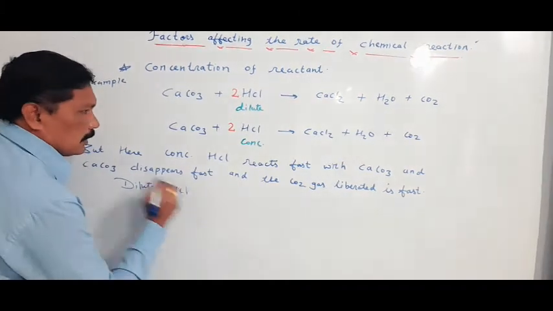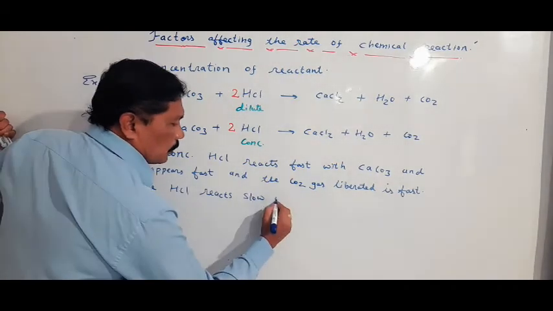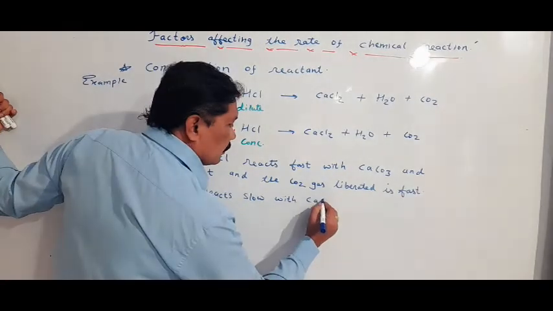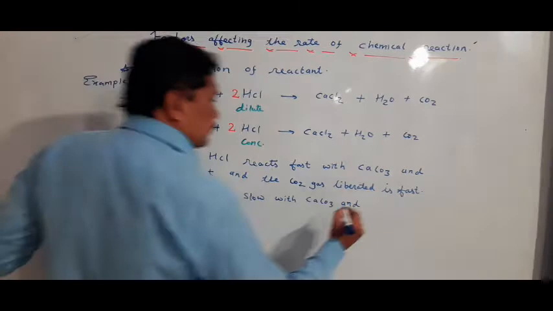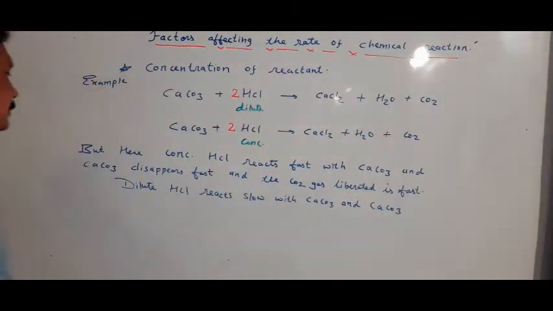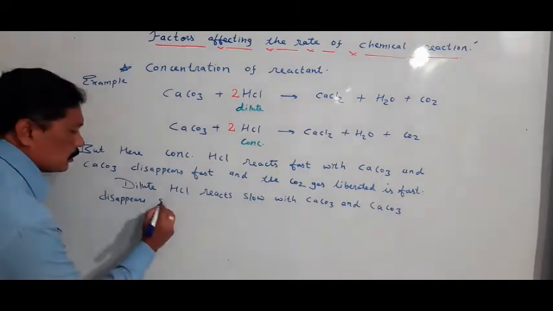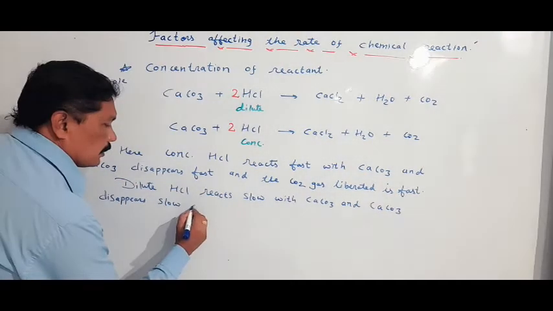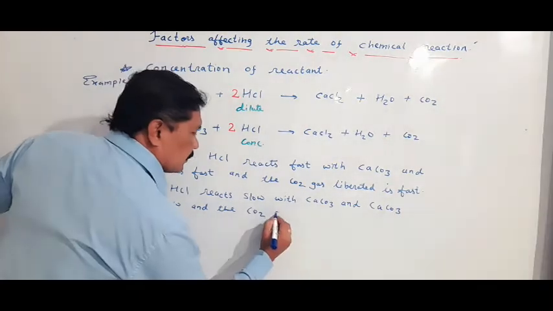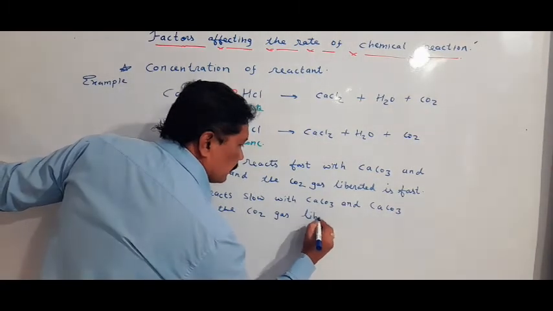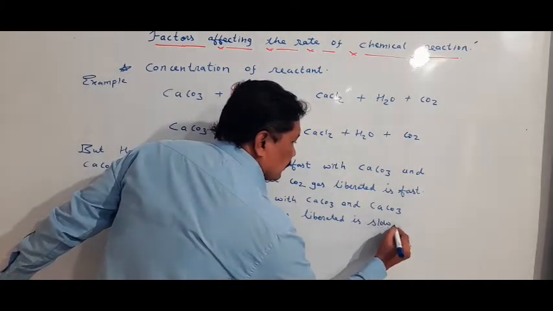On the other hand, dilute HCl reacts slow with calcium carbonate and calcium carbonate disappears slow and the carbon dioxide gas liberated is slow.